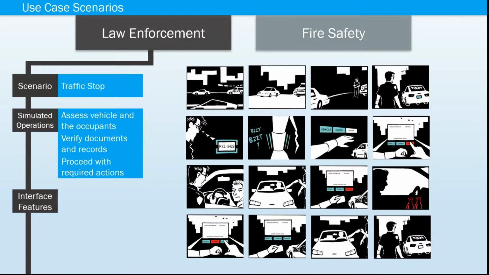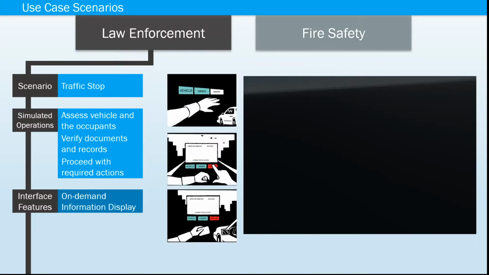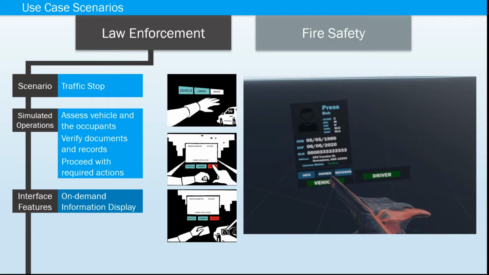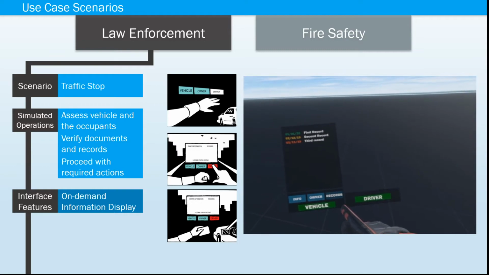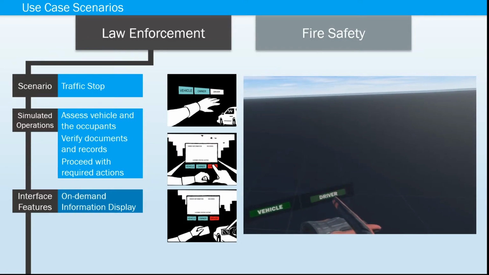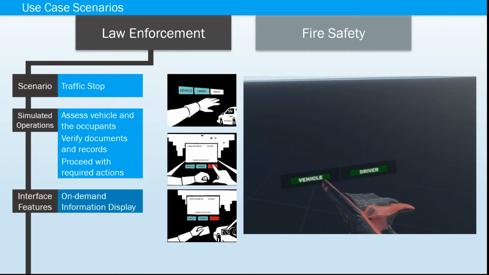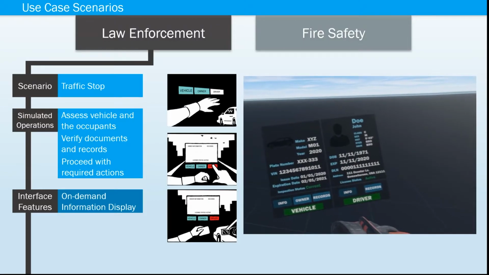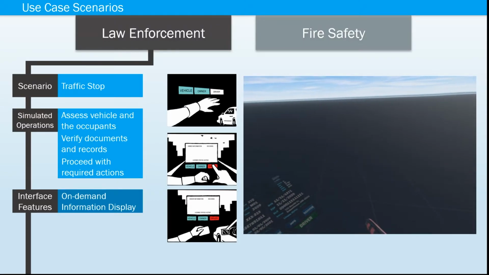And the first feature is the on-demand information display. The on-demand display shows a summary of relevant information about the traffic stop, such as information about the driver and also the vehicle. And the video shows the implementation of the display in VR. As you can see, by using the interface, the police officer can quickly access and receive data while having both hands free to perform other crucial tasks.